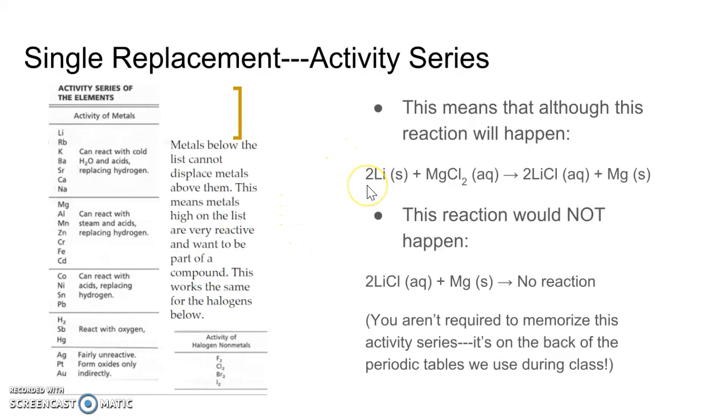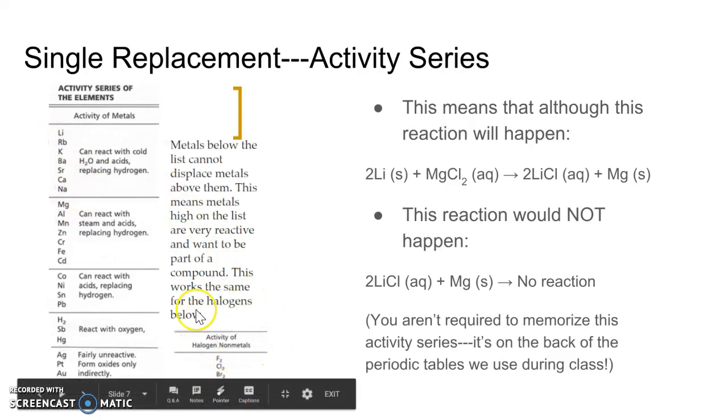So really what it means is saying this reaction will happen. If I have solid lithium reacting with magnesium chloride, it will end up getting a single replacement reaction. If I check my activity series of metals, I have lithium up here and magnesium down here. So that makes sense. Lithium can then bump out magnesium in the magnesium chloride. However, this reaction is not going to happen. If I have lithium chloride plus solid magnesium, you can't go up that way. That's not going to happen. So there's no reaction that would occur.